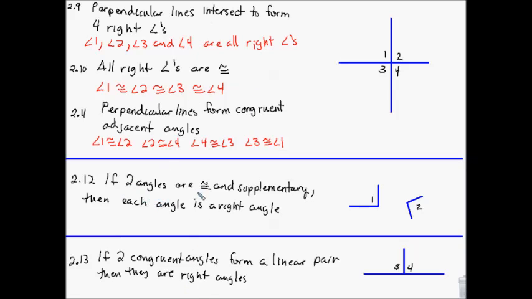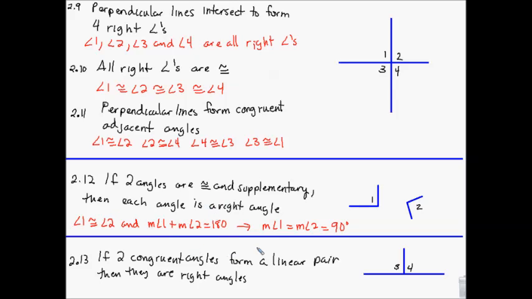If two angles are congruent and supplementary, so angle 1 is congruent to angle 2, and the measure of angle 1 and the measure of angle 2 is equal to 180, that means that they're both 90 degrees. Which again, if they're making a straight line, or they're making 180 degrees, but they're the same size, you divide it by 2, it's 90. There's nothing else that could work.